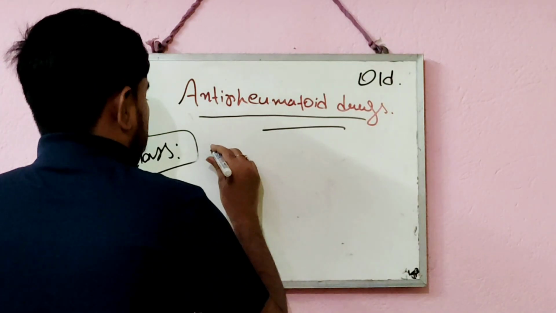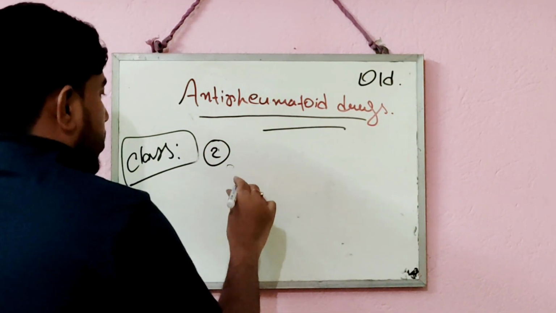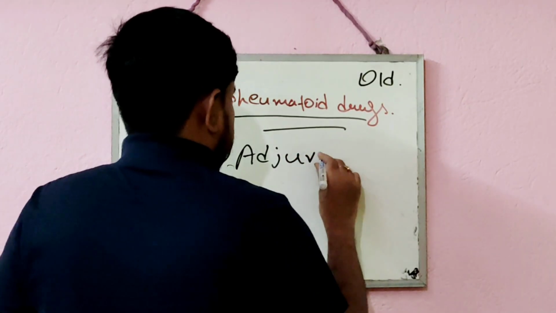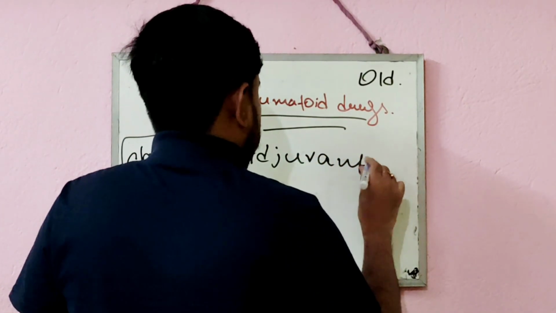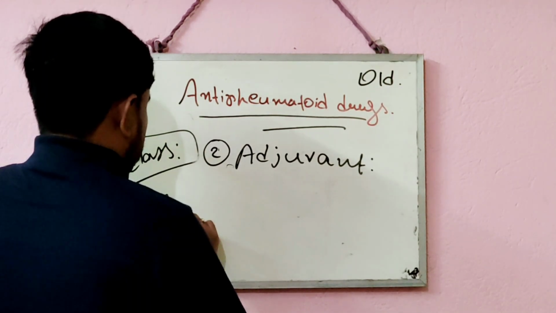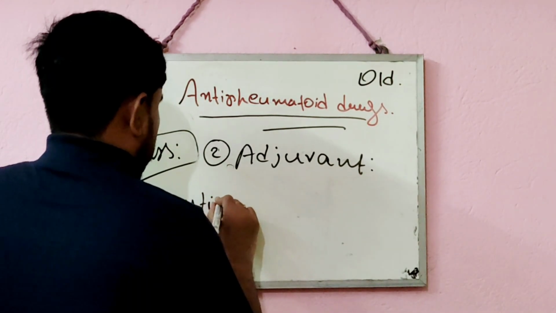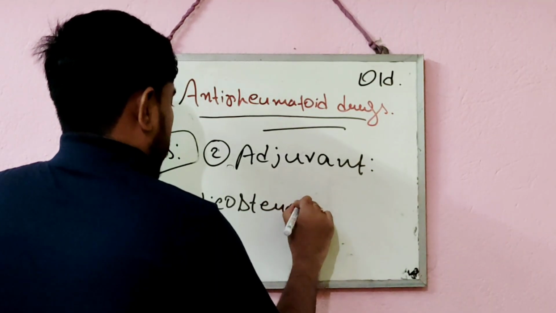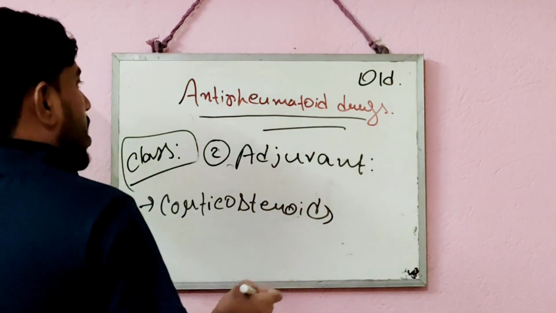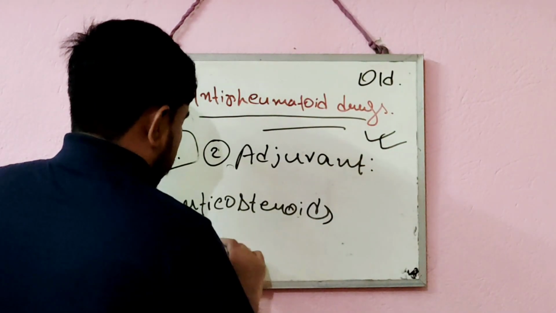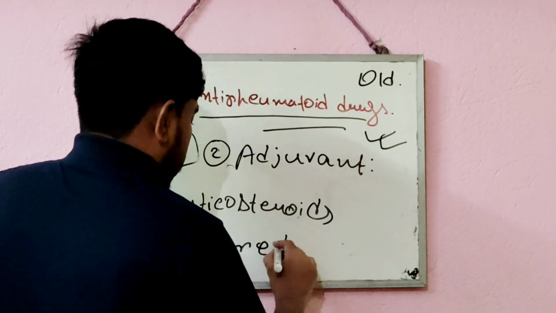And the second type of anti-rheumatoid drugs are adjuvants. In adjuvants, which drugs are there? Generally corticosteroids are there, which can be used as anti-rheumatoid drugs. What is the example? Prednisolone.